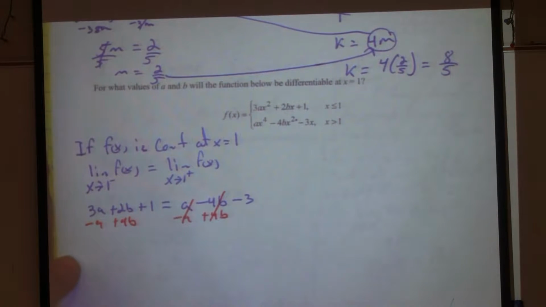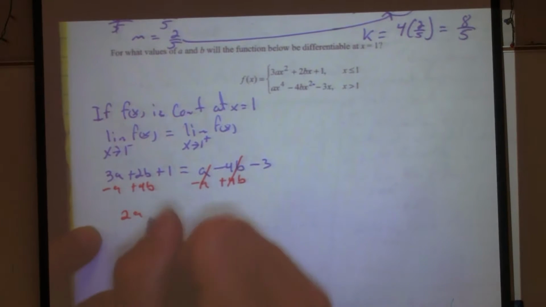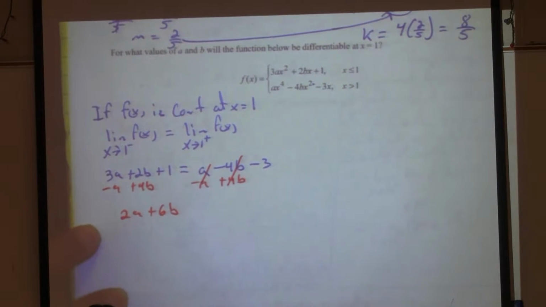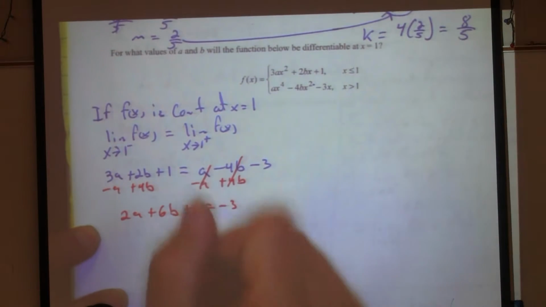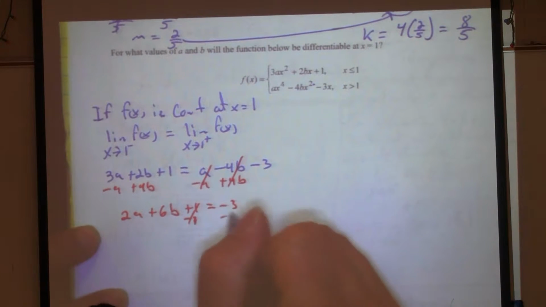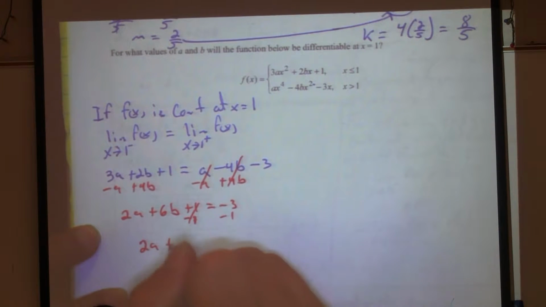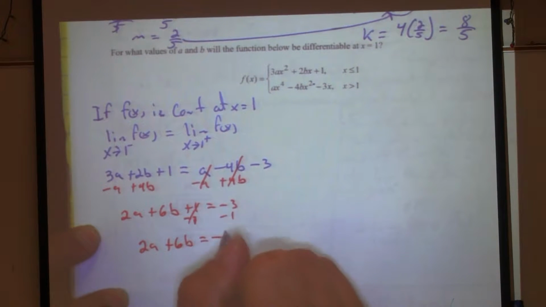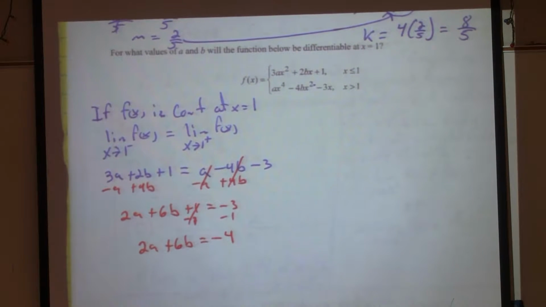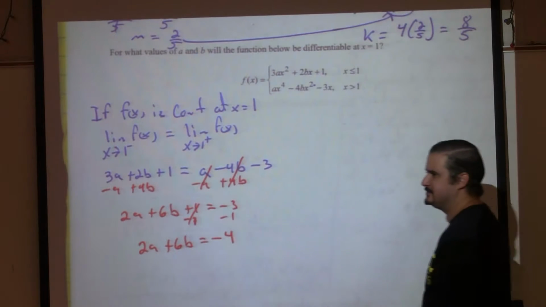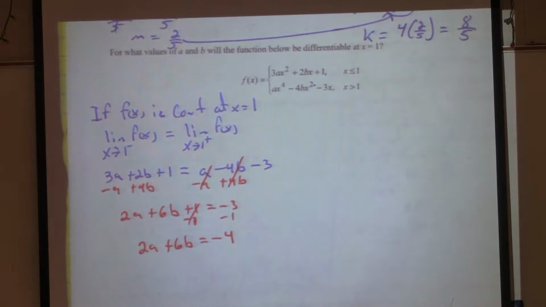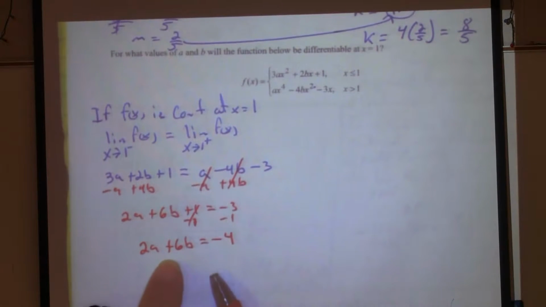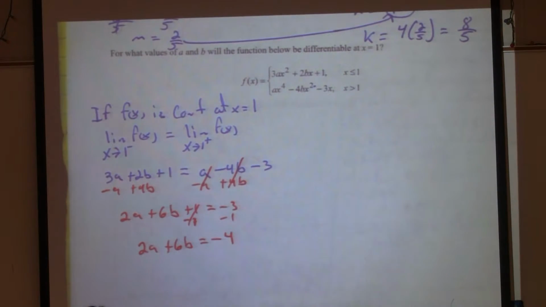So that'll give me 3a minus 1a is 2a plus 6b plus 1 equals negative 3. And I don't like this 1 here, so I'm going to minus it. So I have 2a plus 6b equals negative 4. Another equation with 2 variables. Why do you do that to me? I can't take this anymore. Just kidding. So that means we need another equation, right?